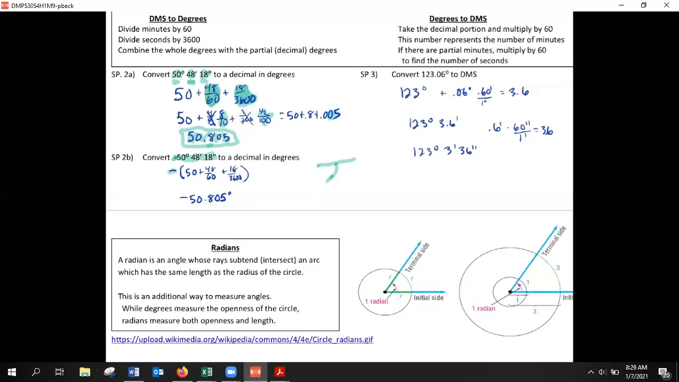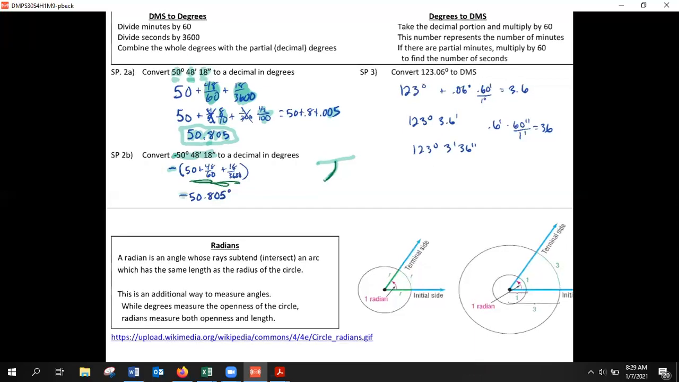So we're going a little bit further than 50 degrees. So yes, we add all of those up, and then we take the negative of all of that. The biggest mistake I see people make is saying, oh, -50 plus 0.8 plus 0.005, which gives you a number less than 50. So this is absolutely bad. Please do not do that. Remember, it represents direction. We do all of that first, so that negative is representing the negative of the whole thing.